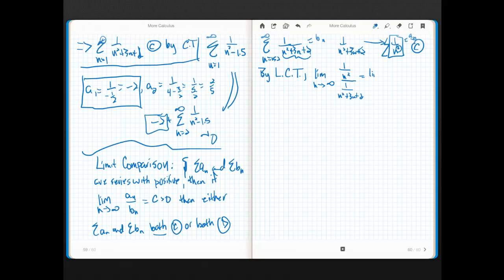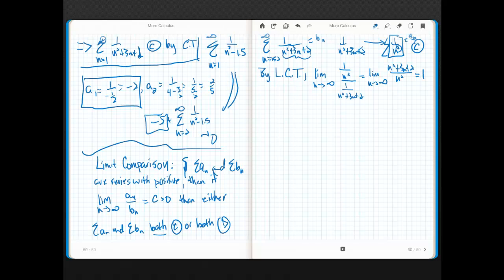And this turns into the limit as n goes to infinity of (n squared plus 3n plus 2) over n squared. Now, we've dealt with this a million times. Look at this. I could even divide by n squared and take the limit at infinity, and guess what I get? I get 1.